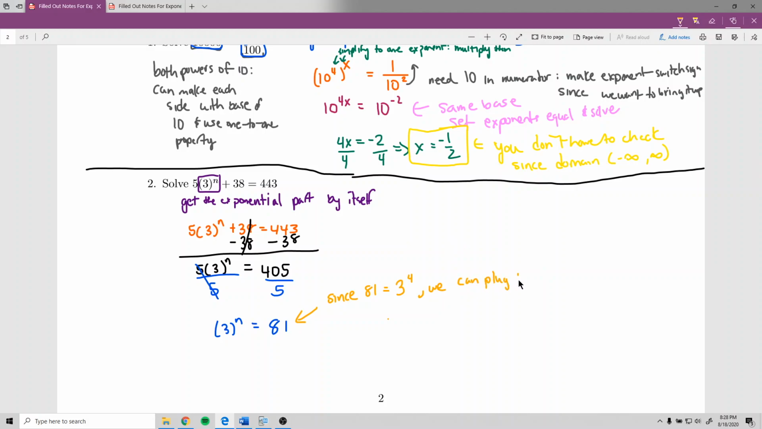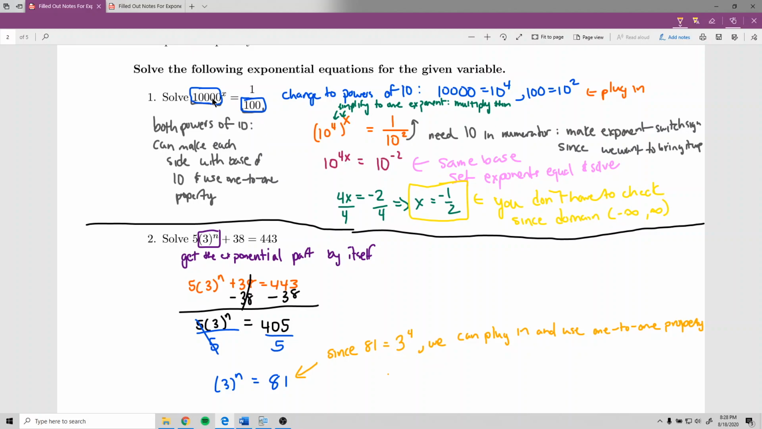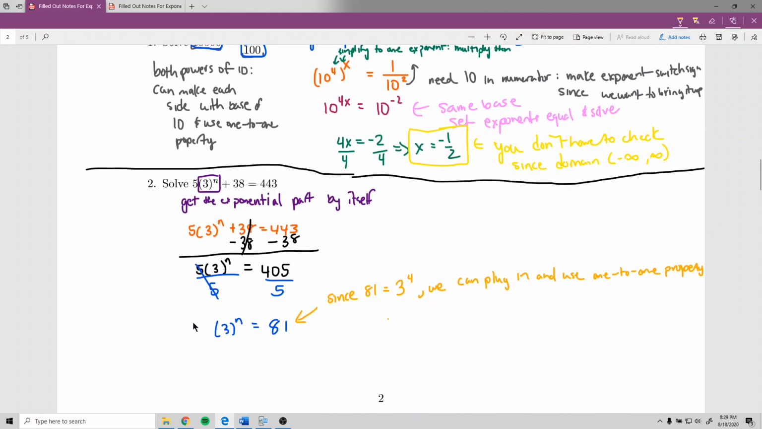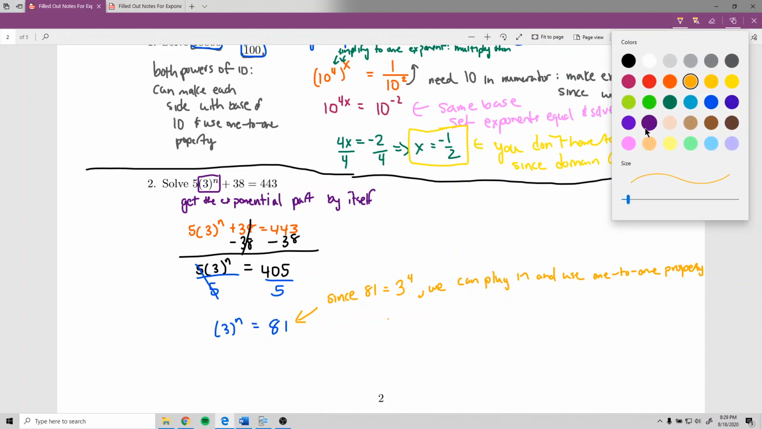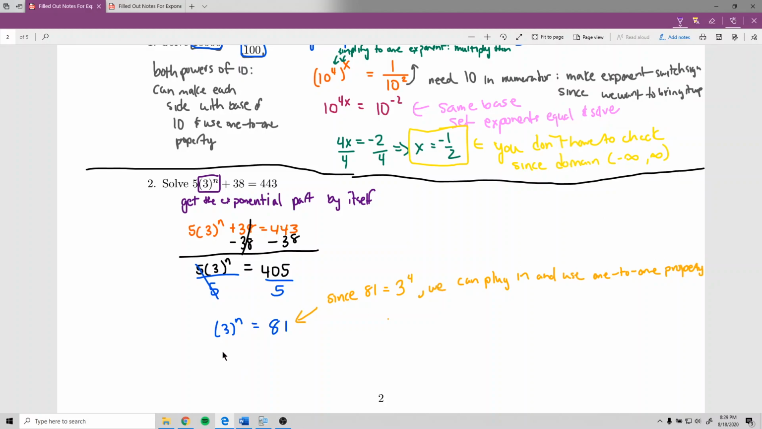So we can plug that in and use the one-to-one property. And also, unlike the last one where we noticed that these are both powers of 10, I wouldn't want to try to break it down any further because 3 is already a prime number. What that means is, we can't write 3 as a power of anything except 3, at least easily. All right, so we replaced the 81 with 3 to the fourth. We got 3 to the n power on the left. The parentheses is useless now because the 5's gone. And 81 is 3 to the fourth. Now we set the exponents equal, since the base is the same.